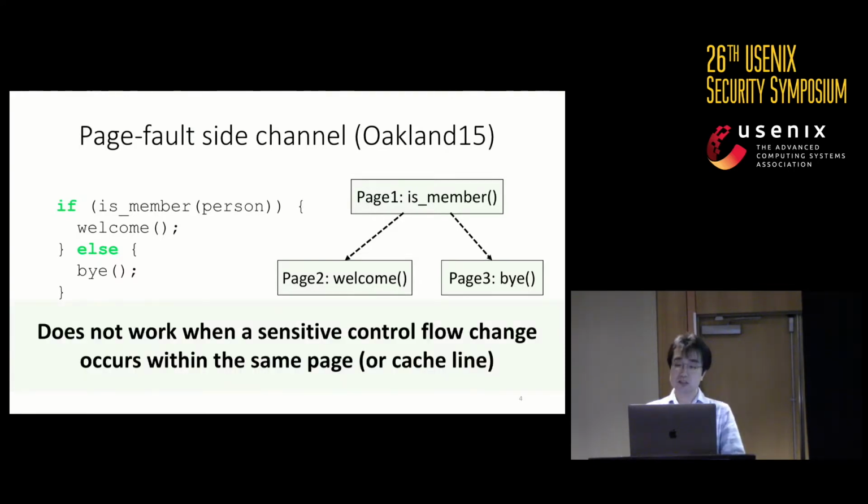However, this attack doesn't work when these three functions are located in the same page, because SGX only reveals the page address, not the exact address, during page fault handling. Similarly, if a sensitive control flow change occurs within the same cache line, a cache-based sidechannel attack also doesn't work against Intel SGX.